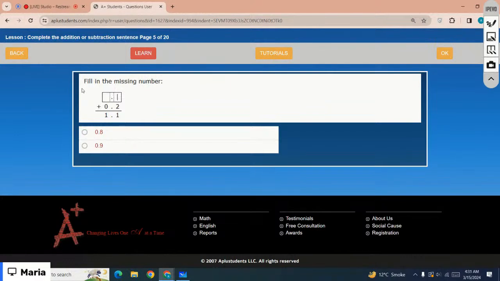Okay, which two numbers have the sum 1.1? Which is the correct option? Yes, that is option number two. 0.9 it is.